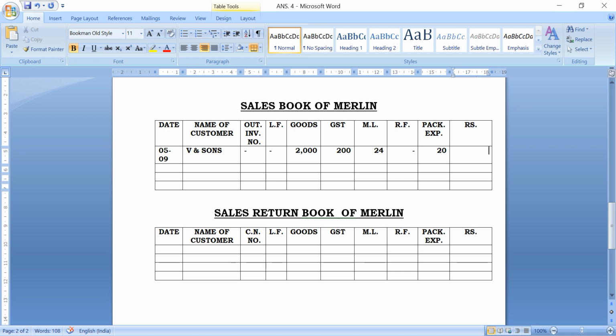You will make total of that. The total arrives at 2244. Is it correct one? Just verify. 2244. Right? Next.